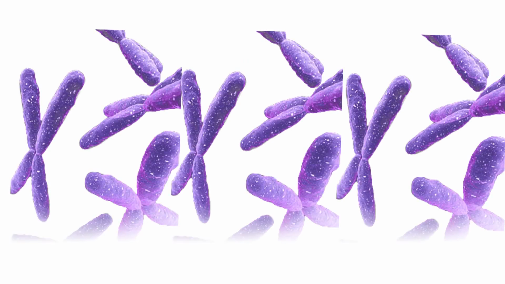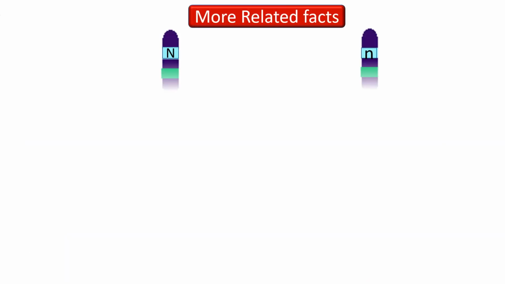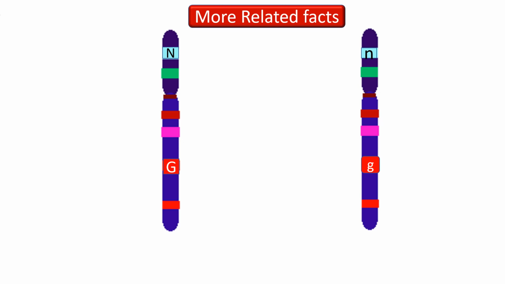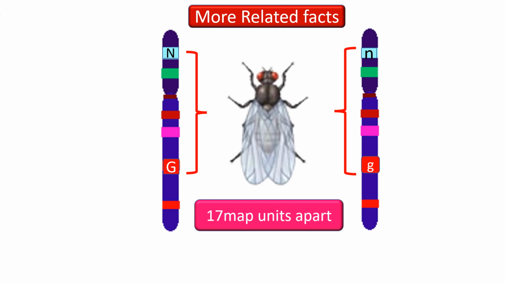In 1902, Walter Sutton and Theodore Boveri developed the chromosomal theory of inheritance. Boveri and Sutton's chromosome theory of inheritance states that genes are located on specific sites of chromosomes. More related facts: the distance between linked genes can be calculated with all this knowledge. Recombination frequency resembles the distance between two linked genes. It's calculated by map units. As an example, the two linked genes that determine the body color and the wing length of fruit flies, which we discussed here, are located 17 map units apart.